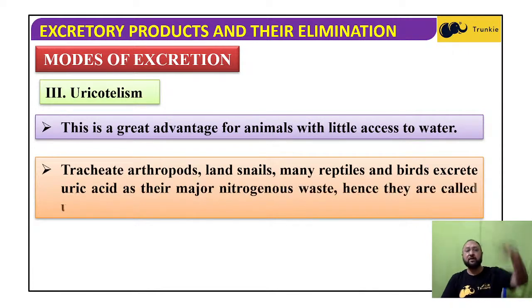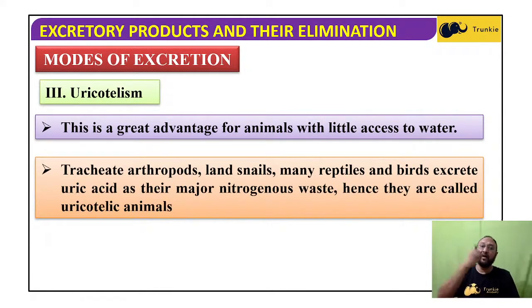They are flying and they are not getting water, and if they are drinking or taking in more water, the body weight will be heavier. So to avoid that also they have uricotelism, rather than taking in water and dissolving waste in the water to form urine.